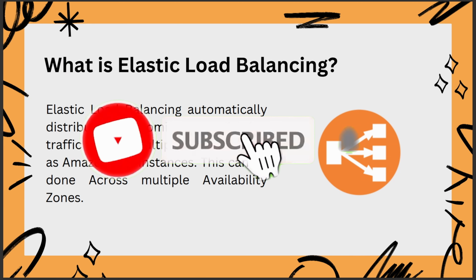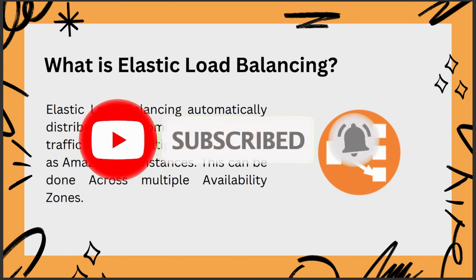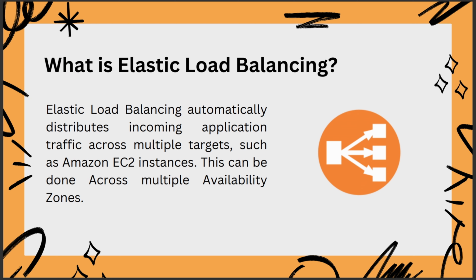So what is elastic load balancing? Well, as the name says, it is a way of elastically load balancing your traffic to multiple EC2 instances. Elastic load balancing automatically distributes incoming application traffic across multiple targets, such as EC2 instances. This can be done across multiple availability zones.